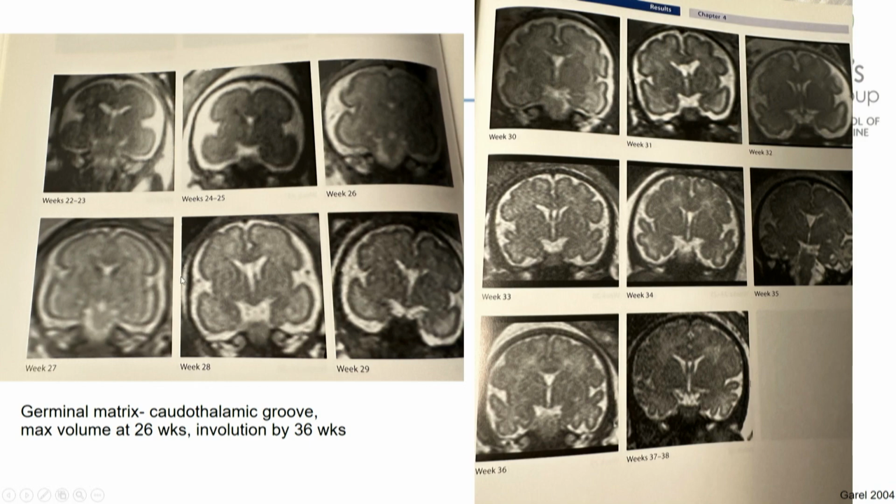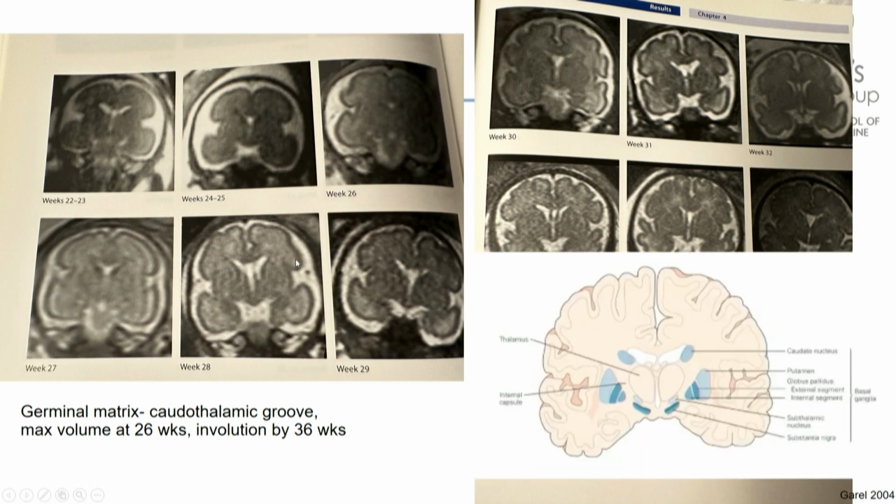Apologize for the quality of this image, but it's one of my favorite books, and so I just took a picture of it. This is again a T2 MRI, and it's actually fetal imaging, so babies in the uterus, but it goes through all of the gestational ages again in a coronal view, and I think in this coronal view you can really see the germinal matrix well. So this is this intense area right here in the caudothalamic groove. I'm going to be talking about it a lot because it's very important. So the caudothalamic groove: this is the caudate, the head of the caudate nucleus, and this is the thalamus.